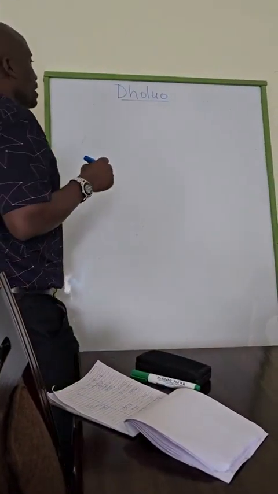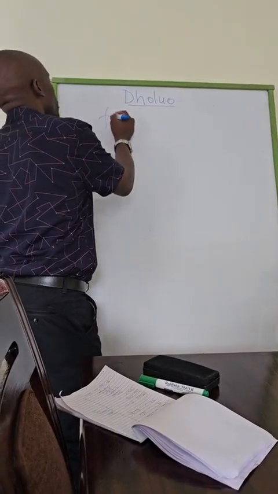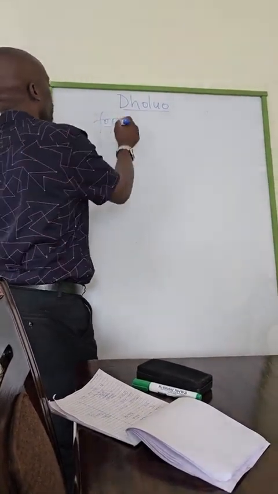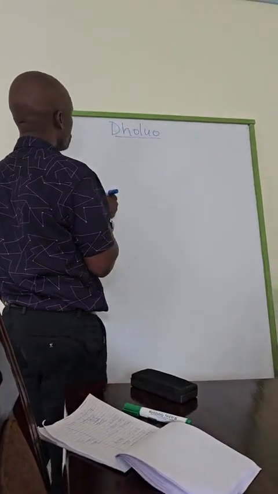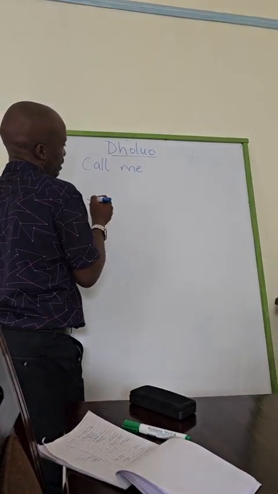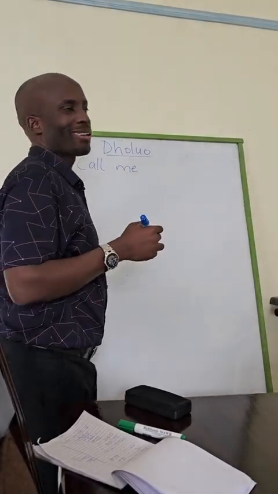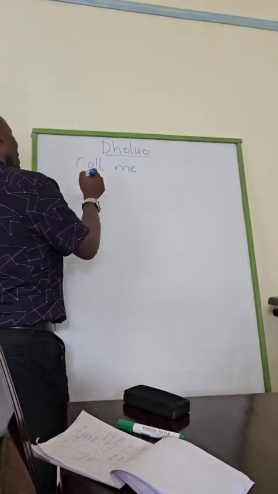So we want to talk about something that, let's just call it the preposition "for". For example, you can say "call me". Ama nipigie simu. Call me, nipigie simu, eh?